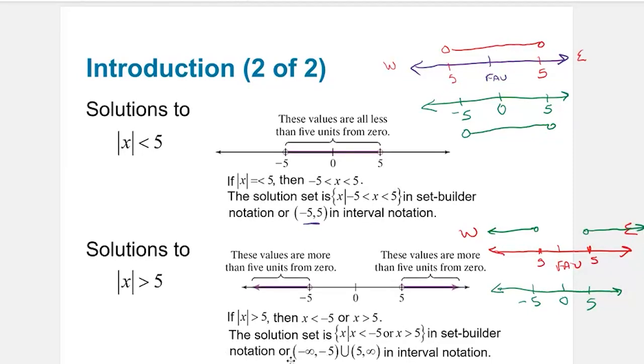And in interval notation, it's from negative infinity to -5, and then it goes from 5 to infinity. But when I have two separate intervals in interval notation, I connect them with this U for union. Okay, so hopefully that'll make things a little easier.